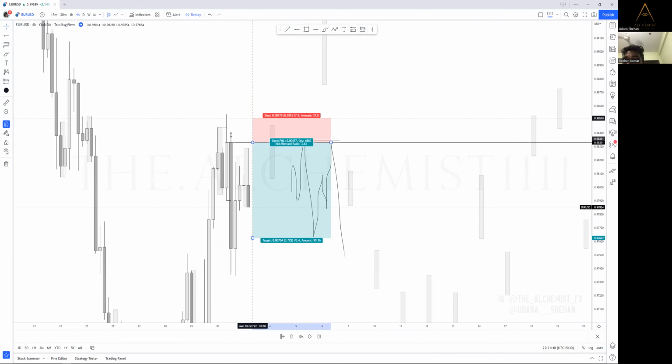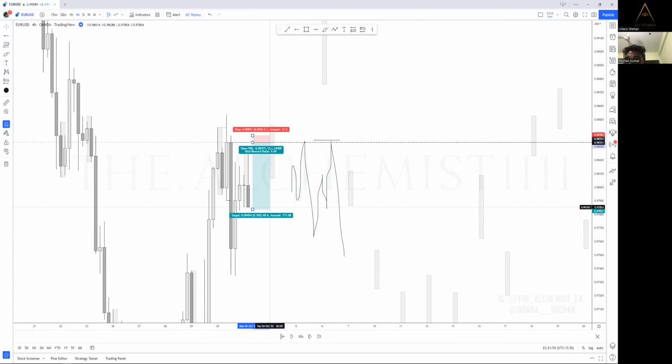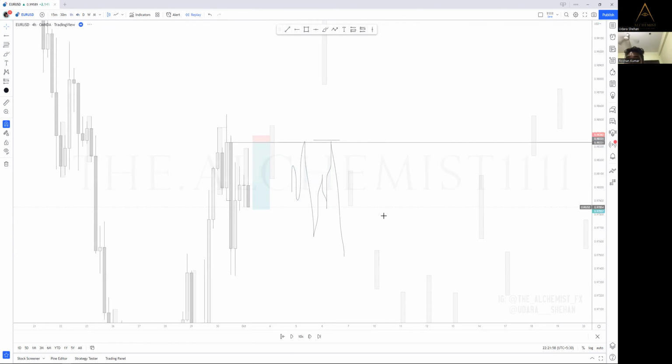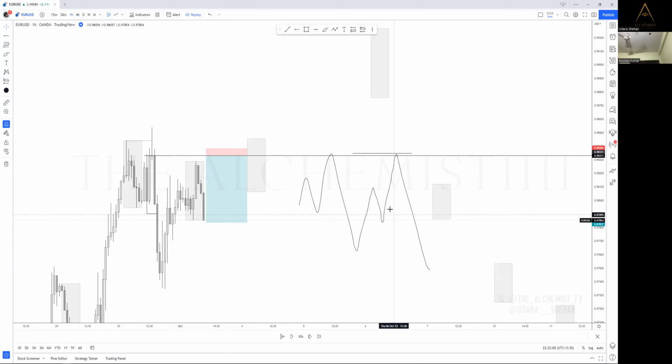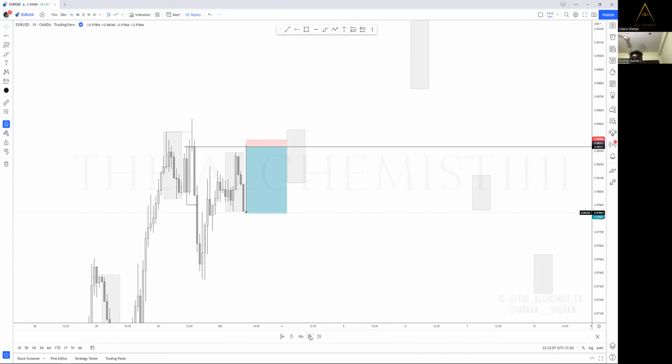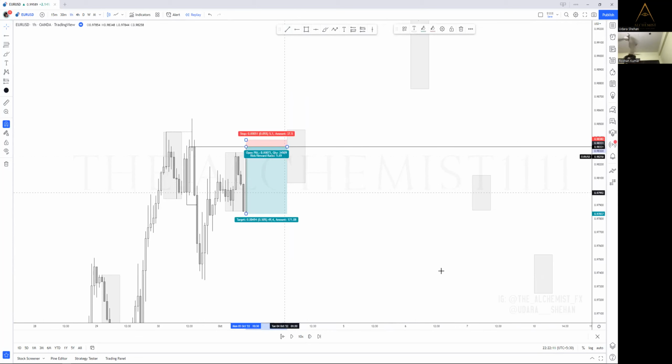Stop loss above this high, 5 pips. Can you see that? 5 pips. We target the Asian low. Isn't that enough on the 4-hour time frame? I'm on the 4-hour time frame. I did not even bother to go to the lower time frames. So what happens? Let me show you what happens. Look at that.